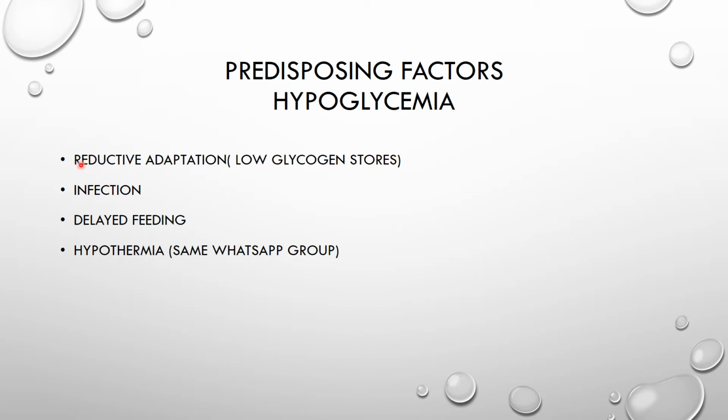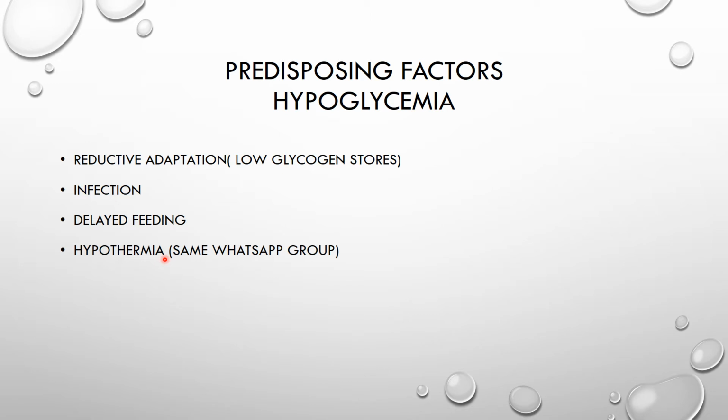First is that there is reductive adaptation in malnutrition, so the body is not able to respond as it normally should. So there are low glucose levels, and this means the patients are prone to hypoglycemia. They cannot produce enough glucose for themselves, and any infections will then tip this into hypoglycemia. Any delays in feeding would tip these patients into hypoglycemia, and any hypothermia would tip these patients into hypoglycemia.